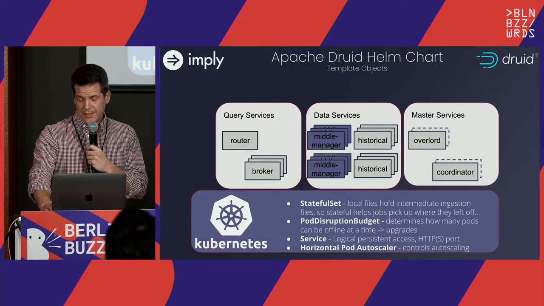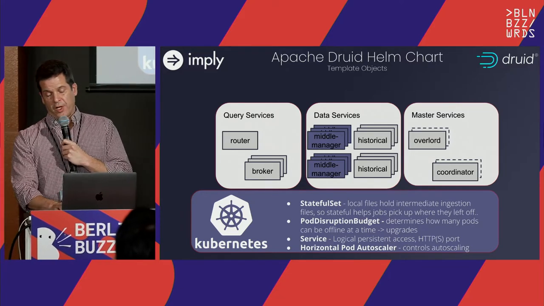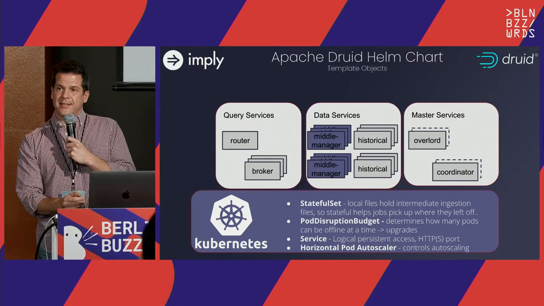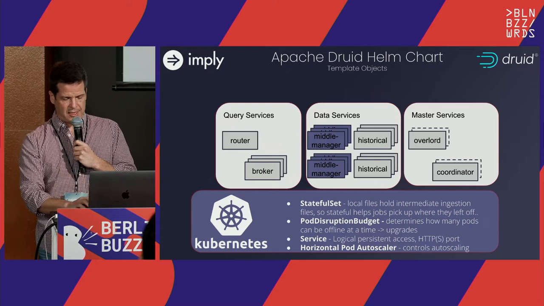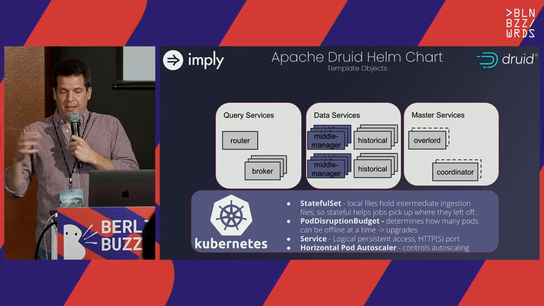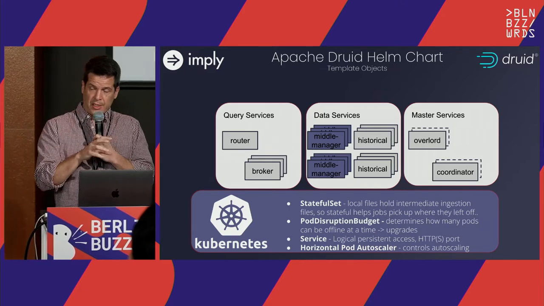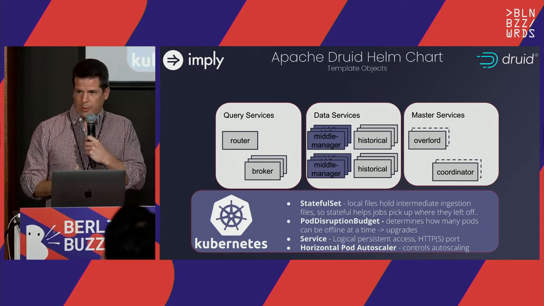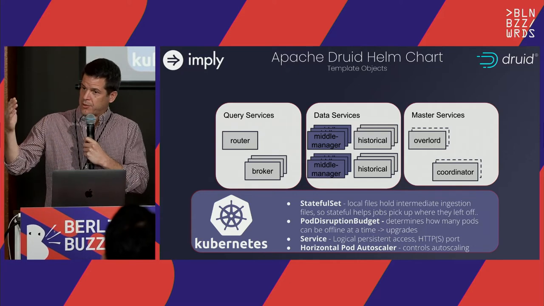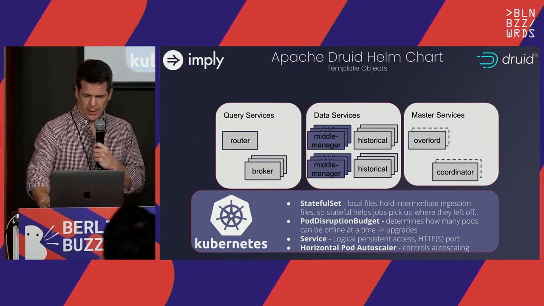And in this case, the middle manager comes with an optional horizontal pod autoscaler. This allows you, and we'll look at the details in a second, to configure how small or how big the deployment of this service can get and when it should grow, what thresholds will trigger it to grow, what thresholds will trigger it to shrink.